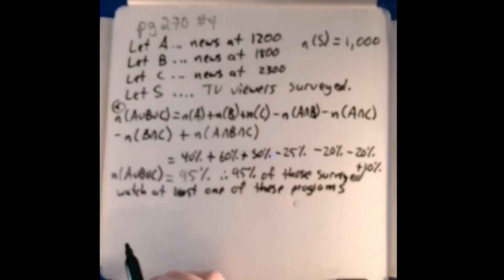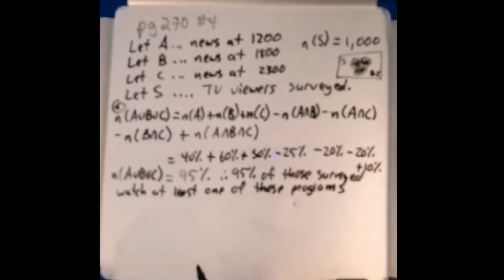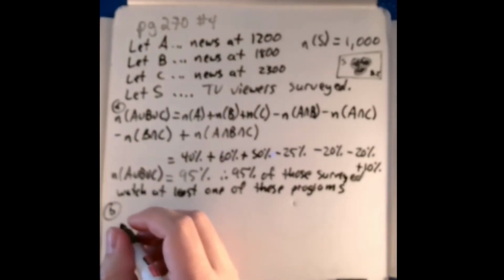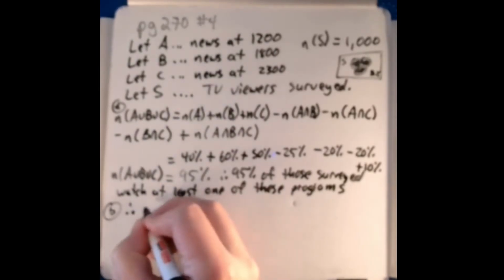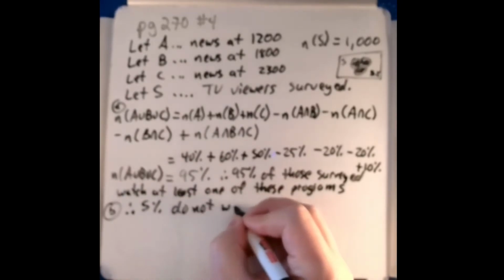Question B says, what percent watch none of the news broadcasts? If we drew a quick Venn diagram, S, we have our 3 sets, A and B and C. Our shaded area here includes 95% of viewers, which means there are 5% who are not in there, so 5% who don't watch. So question B, what percent watch none? Therefore, 5% do not watch news.